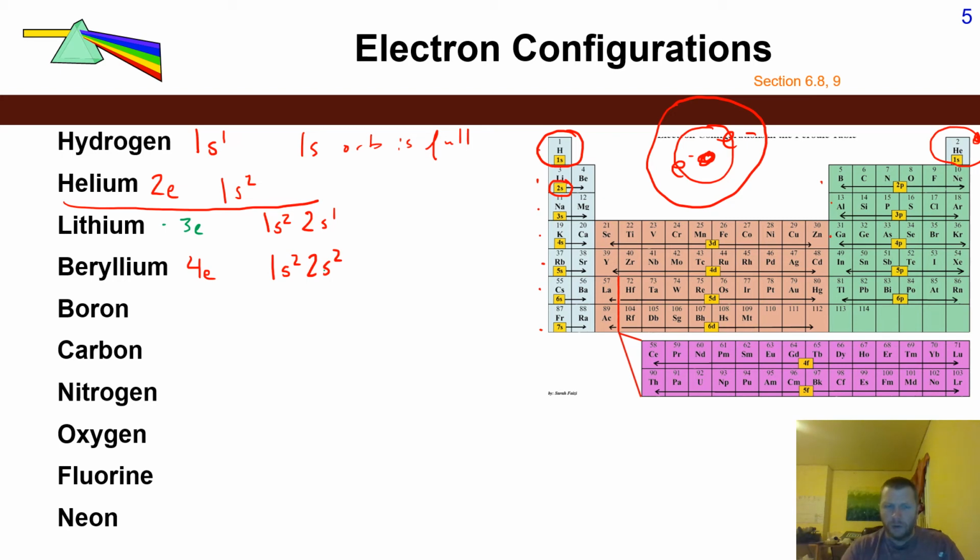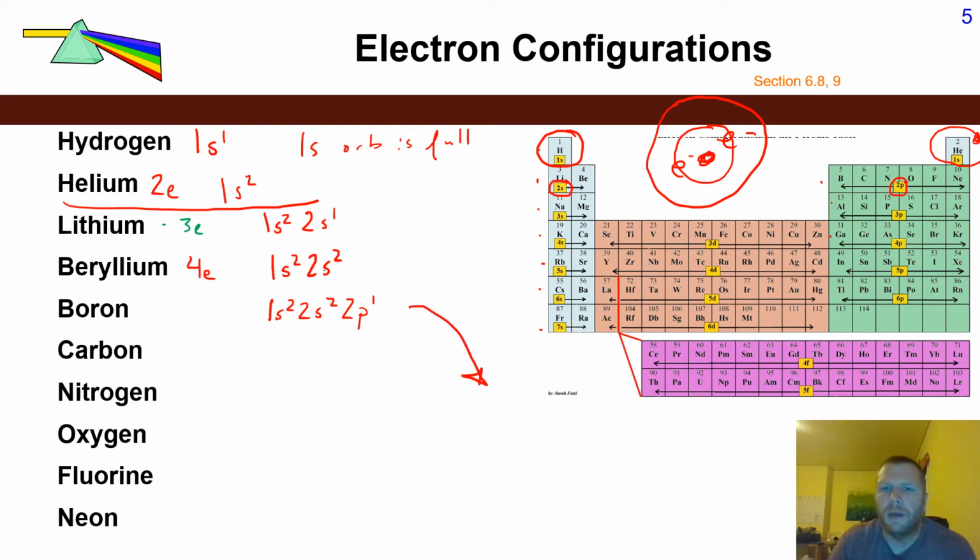When we jump down to boron, we've got the exact same electron configuration, 1s2, 2s2, but boron has a 5th electron. That 5th electron is going to be over here in the 2p orbital, 2p1. Now, let's just take a moment to step aside from that.